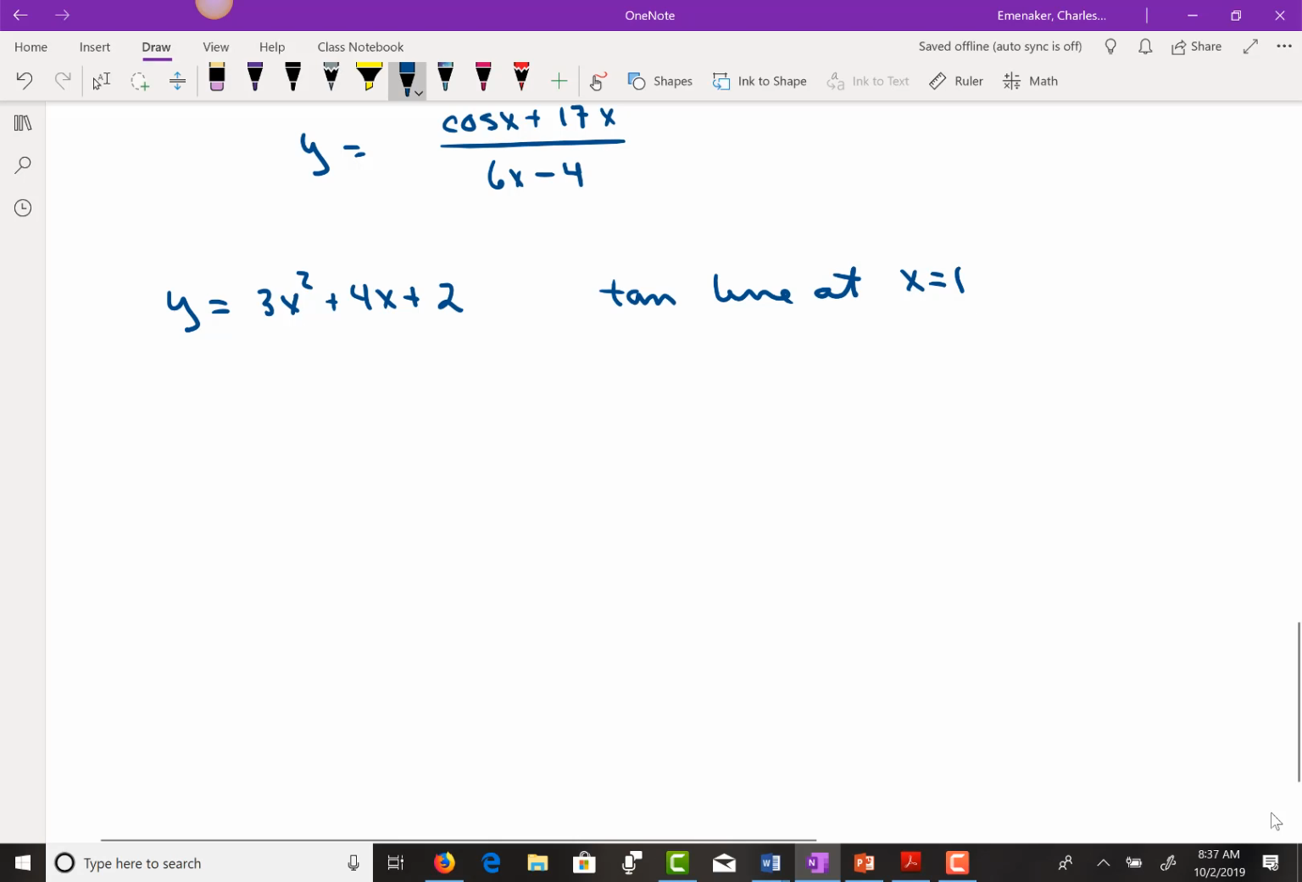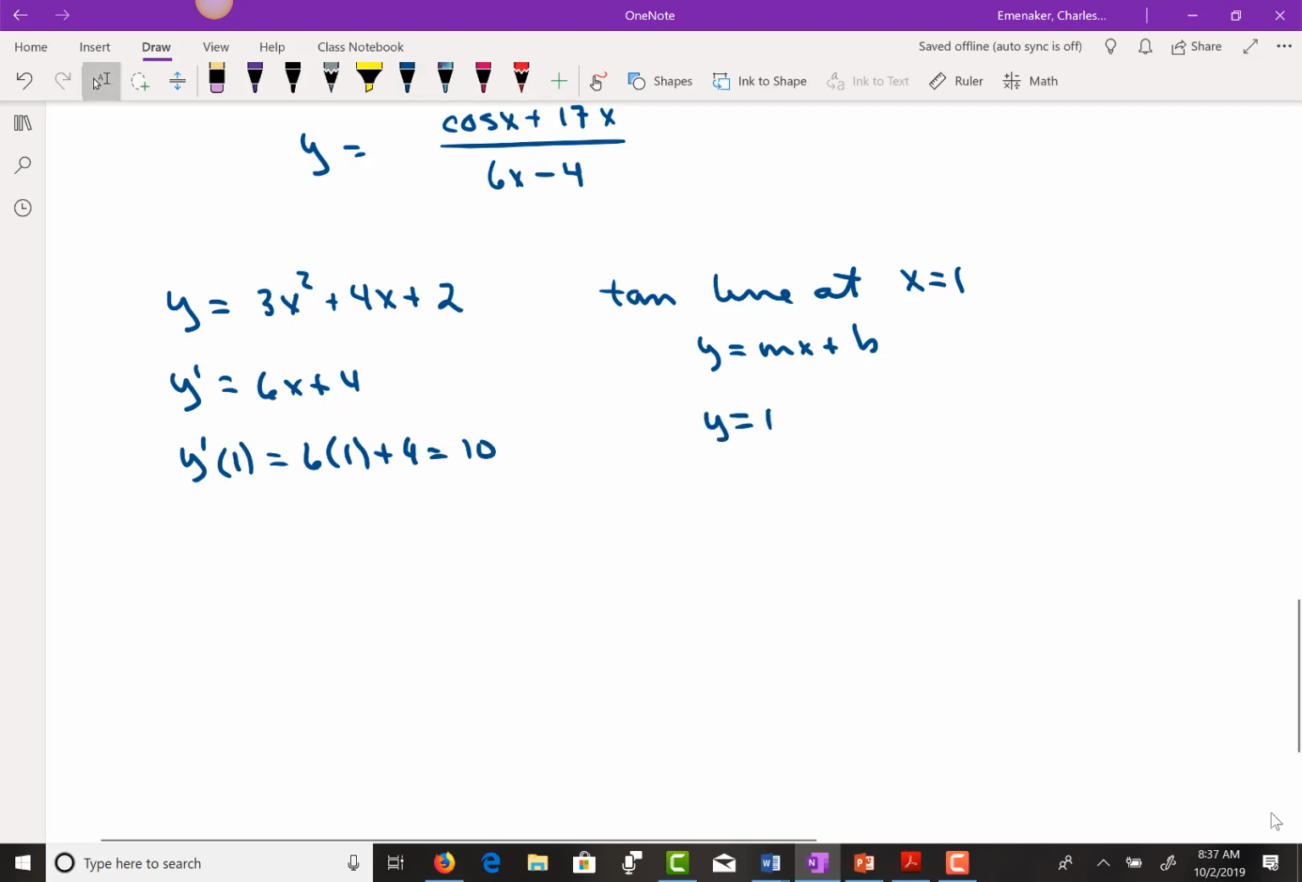Well, let's see, the equation of the tangent line is going to be y equals mx plus b, right? I need the slope. How do you get the slope? Everybody knows that. The slope is the derivative. Watch this. You've already got the derivative figured out, 6x plus 4, right? So the slope at x equals 1 is 6 times 1 plus 4 equals what? 10. So its equation is going to be y equals 10x plus b.